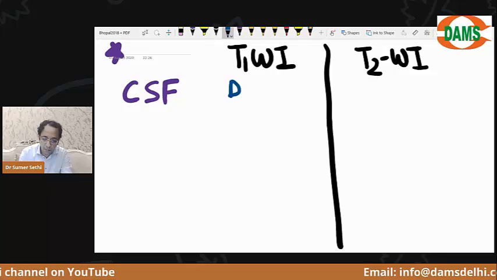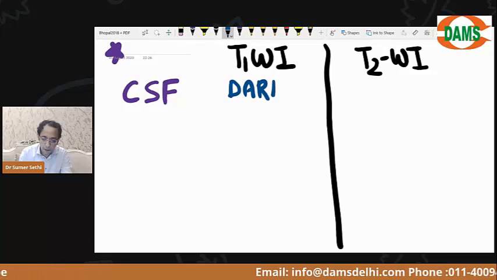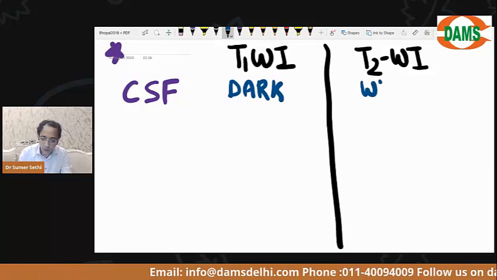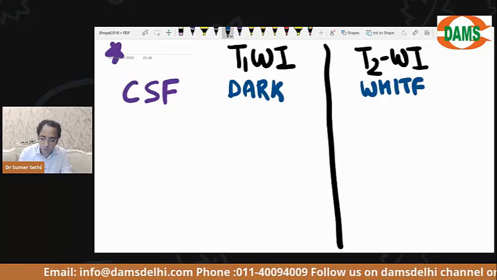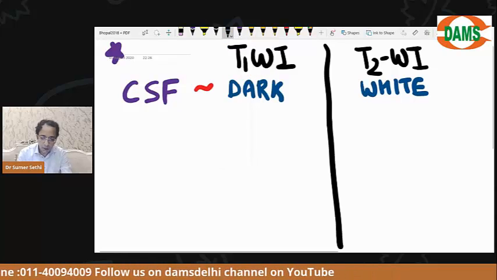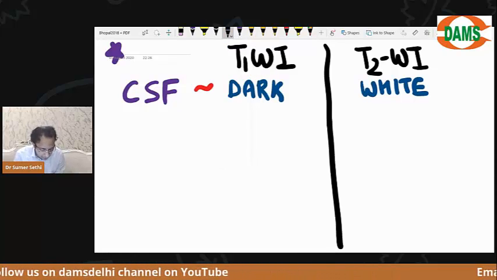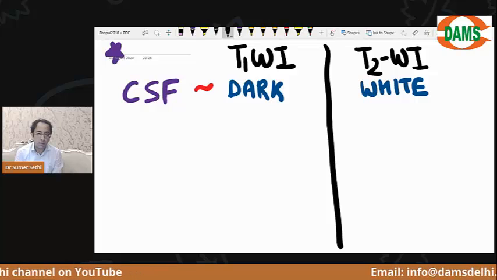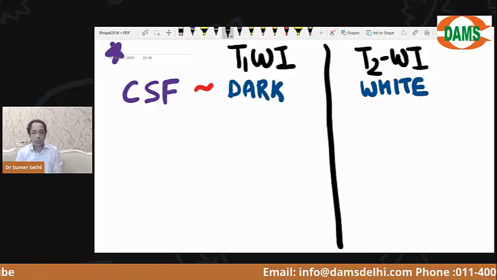CSF on MRI appears dark on T1 weighted image, white on T2 weighted image. Can I repeat? CSF on MRI appears dark on T1 weighted image, white on T2 weighted image.